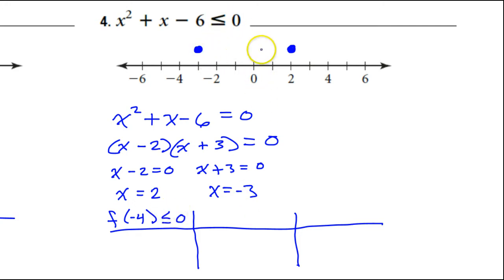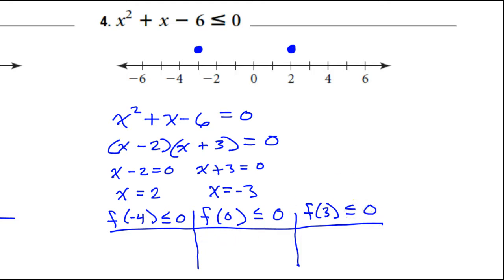Okay, we need to pick a value in this interval. And 0, I always like to use 0 when it's in the interval. And we're checking to see, is the function less than or equal to 0 there? And then finally, we'll pick a value that is greater than 2. So for example, 3. And we'll test the value of the function at 3 to see if the function is less than or equal to 0 there.